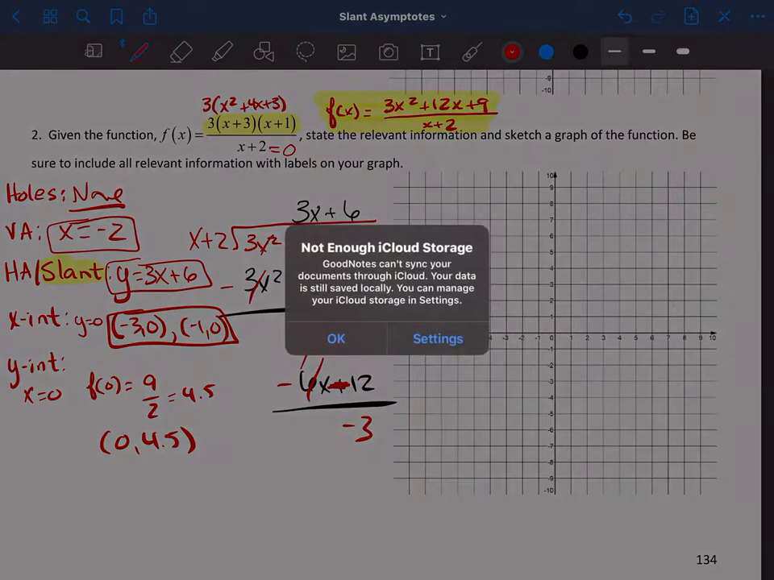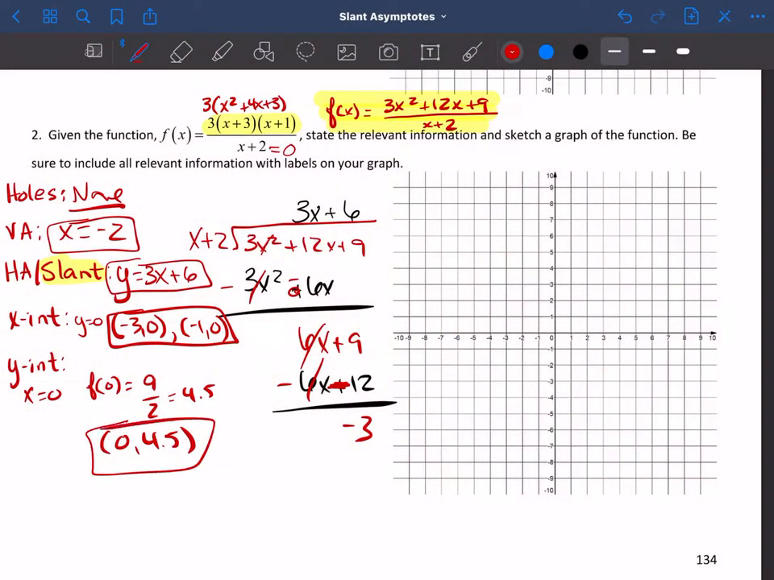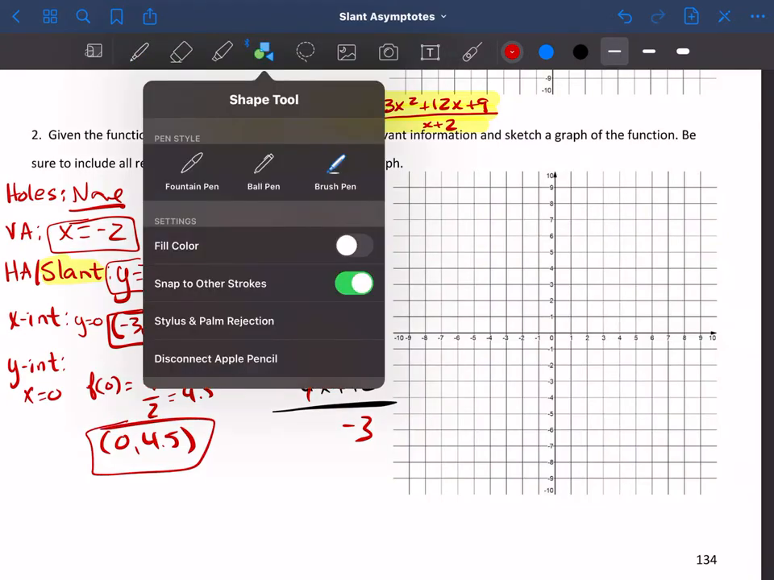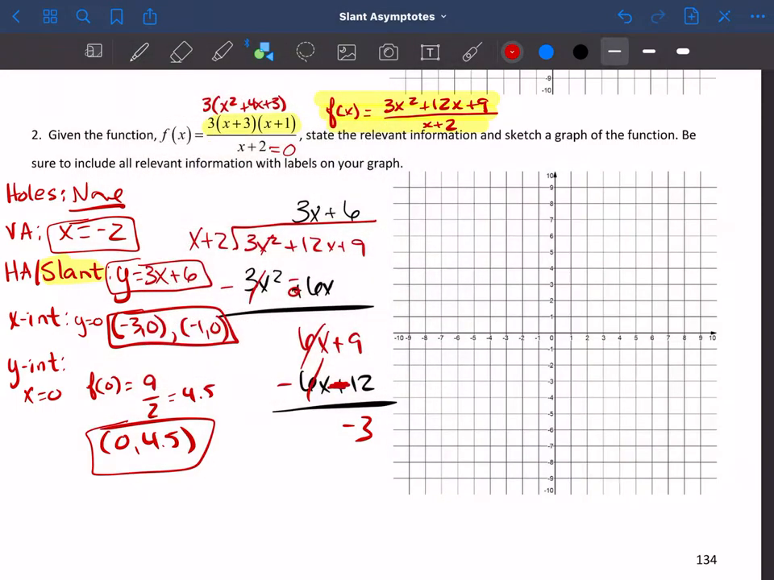All right. Sorry about that. Okay, so let's put our lines in here. All right, so we have x equals -2, a vertical asymptote. Our slant is 3x plus 6. So that means that my y-intercept is at 6 and my slope is 3.